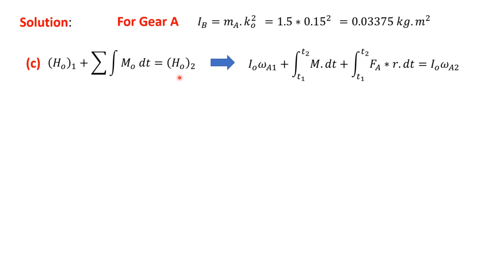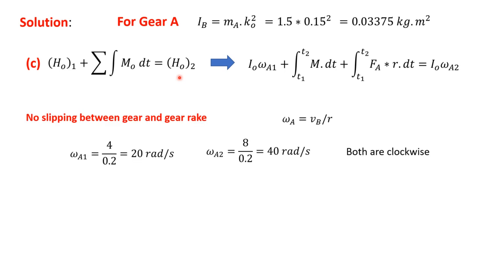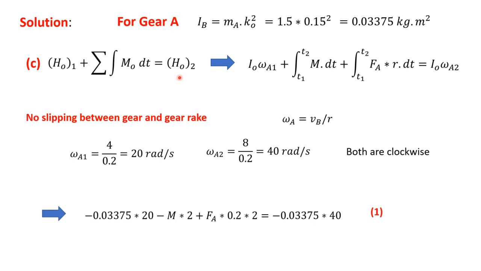So we know that, because there's no slipping between the gears and the rake, the velocity of the point of contact was 4 for the first and 8 for the second. So we can find the omega 1 and the omega 2 by applying the equation omega is equal to velocity divided by the radius. So we're going to have omega 1 is 20 radian per second, the omega 2 is going to be 40 radian per second, and both are clockwise. That means that both are negative. So now we're going to put them in the equation here.